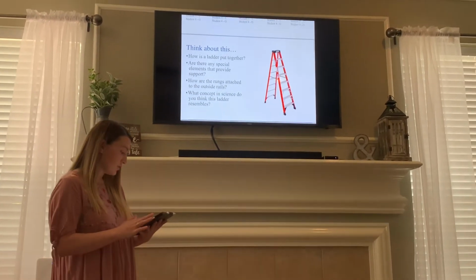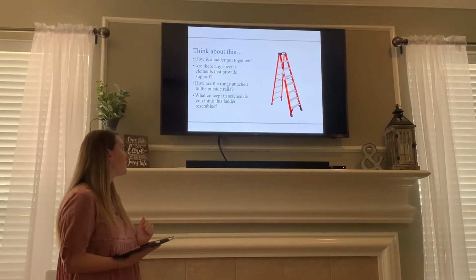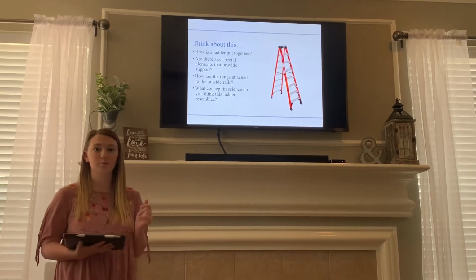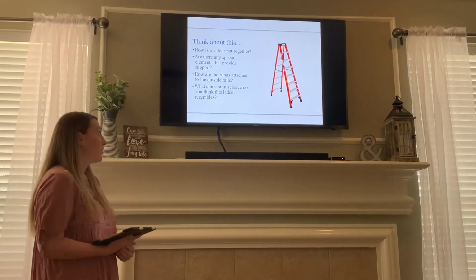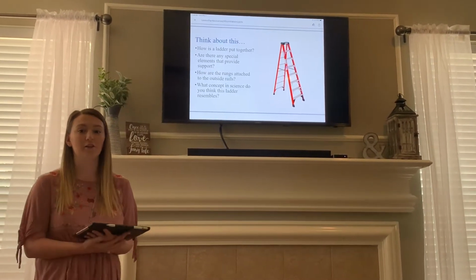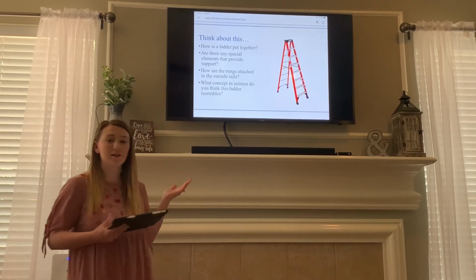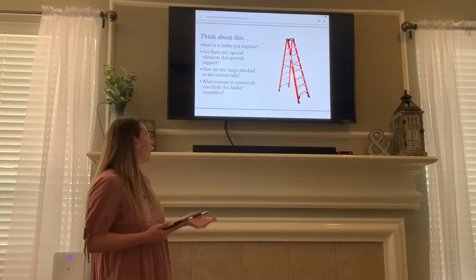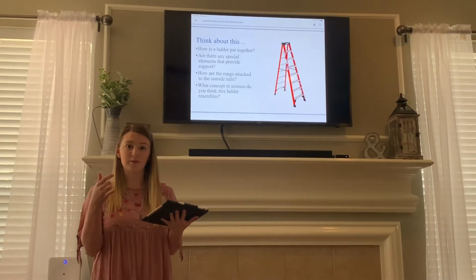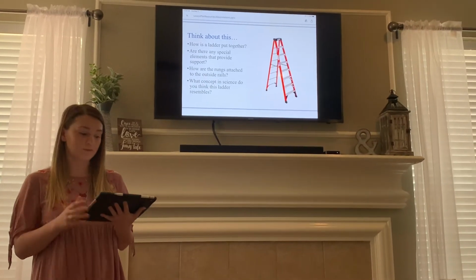Okay, so now look at this picture that's up on the screen and think about these few questions. How is the ladder put together? Are there any special elements that provide support? How are the rungs attached to the outside rails? And what concept in science do you think that this ladder could represent? Hopefully your answers are that the concept is similar to DNA. Hopefully that you see the rungs are attached to the outside rails. There are screws that provide support. That also is what holds the ladder together.